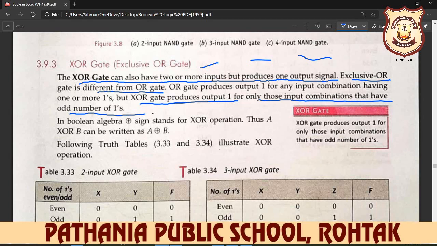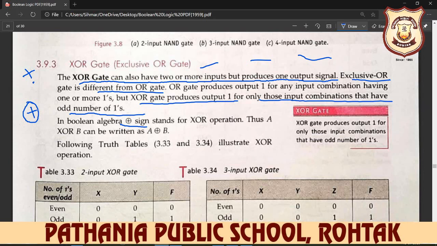And how do we denote the XOR gate? We denote the XOR gate with this symbol. OR gate symbol is plus. AND gate symbol is dot. And your XOR gate symbol is this, like a plus inside a circle.